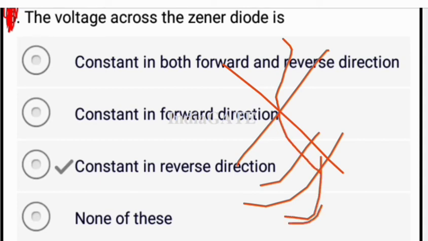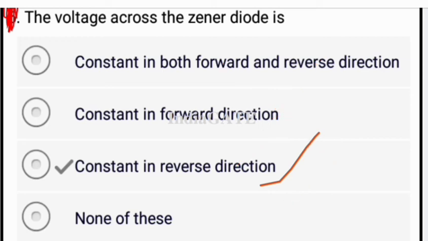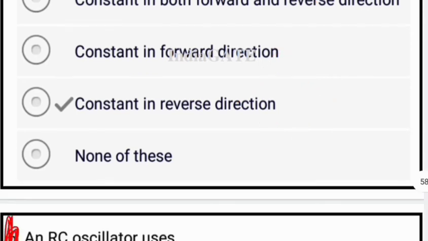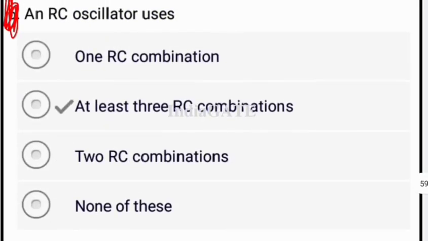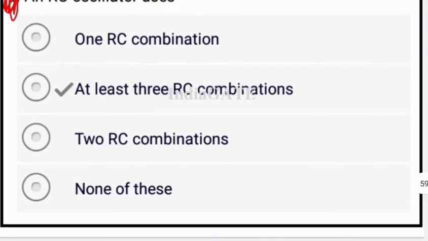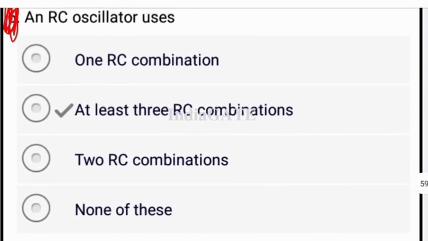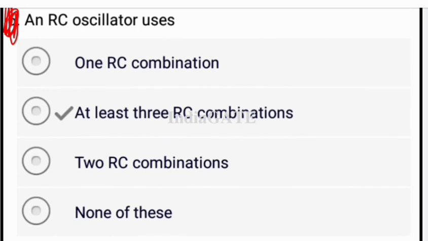So it is going to like here, that is your constant in the reverse direction. Now come to the next question. Here next question is defined as: an RC oscillator is used. So there are 4 options, option A, B, C and D. So option B is your correct answer, means an RC oscillator uses at least 3 RC combinations. Okay, it requires at least 3 RC combinations.